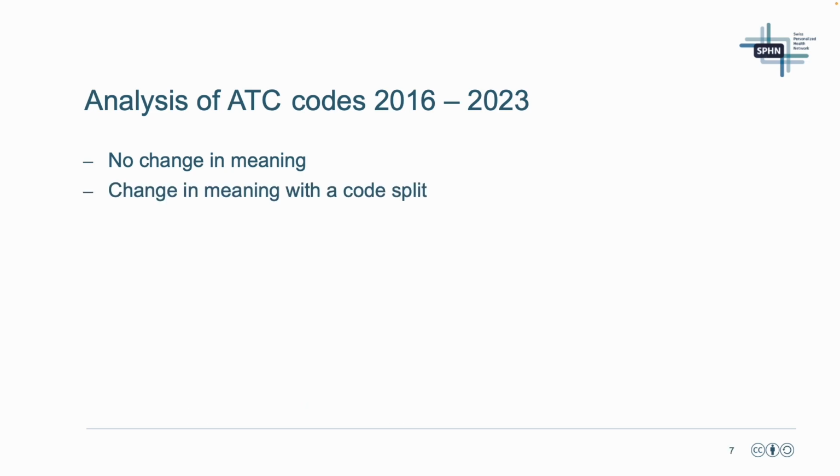Another type of observed changes is a code that has a split in its meaning.